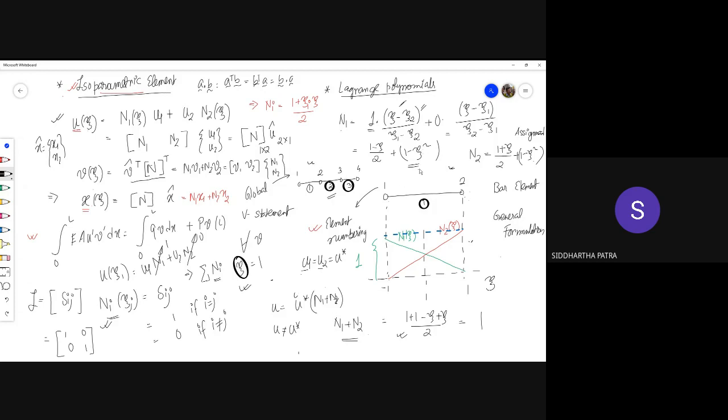For instance, when xi equals 0, this need not be 0. And if I add the term only over here, then I would have a value other than u star at xi equals 0 and other places also. So that is not allowed.